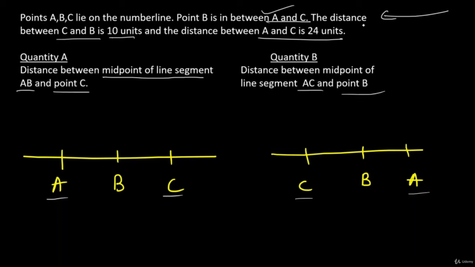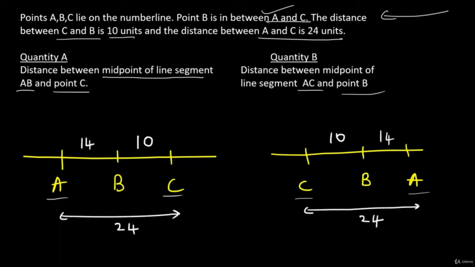Now it's also mentioned that the distance between C and B is 10 units. So let's mark that over here. This distance is 10 units and this distance is 10 units. And it's also given that the distance between A and C is 24 units. So this distance is 24 units, right? Therefore, AB would be 24 minus 10, which is 14. Similarly, over here also, the distance between C and A is 24 units. Therefore, this distance over here will be 24 minus 10, which is 14 units. All right. Now, let's proceed.